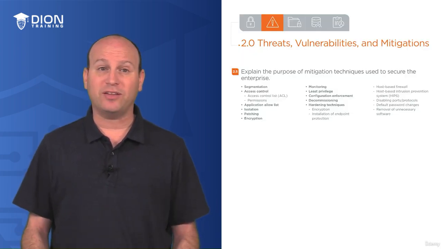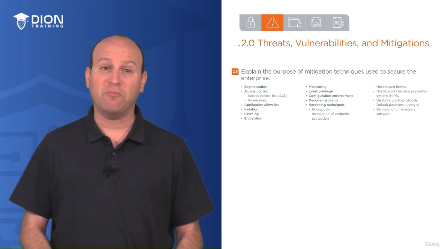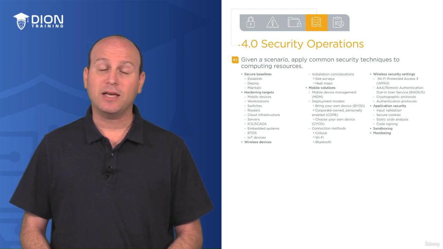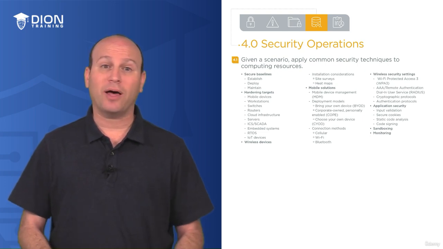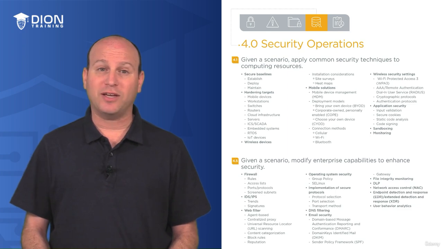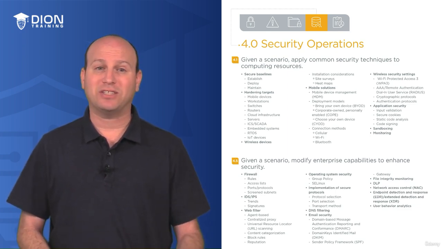Now, in this section of the course, we're going to focus on Domain 2 and Domain 4, and we'll be covering Objectives 2.5, 4.1, and 4.5. Objective 2.5 states that you must be able to explain the purpose of mitigation techniques used to secure the enterprise. Objective 4.1 states that given a scenario, you must be able to apply common security techniques to computing resources. And Objective 4.5 states that given a scenario, you must be able to modify enterprise capabilities to enhance security.